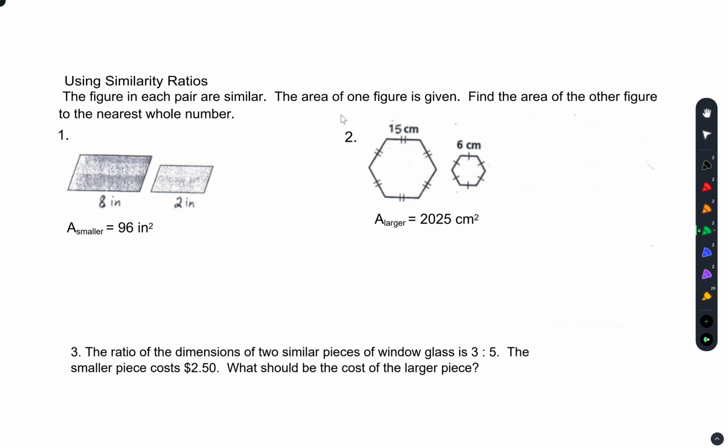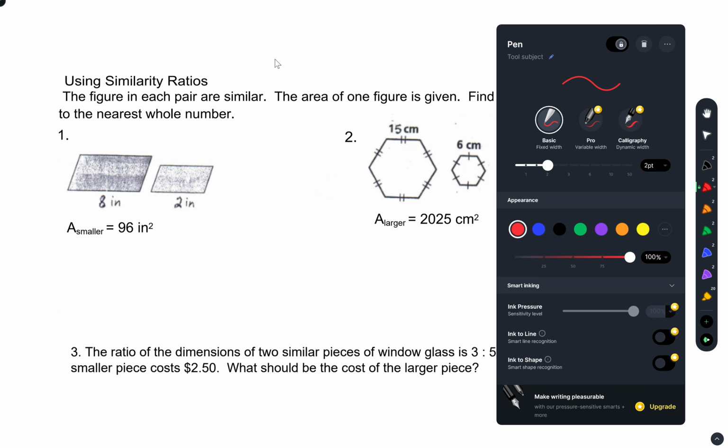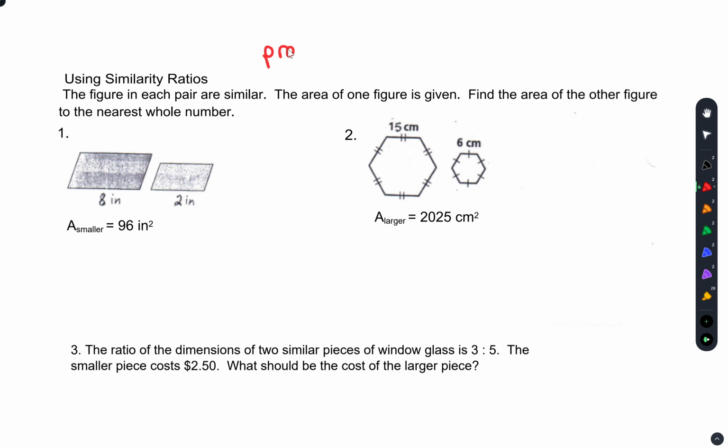The important part of this lesson is proportions. In your work, I want to see your proportion. However, we cannot just go straight from the ratio of the sides into a proportion with the areas, because the ratio of the sides is not the same as the ratio of the areas. So we're going to do a couple of steps.